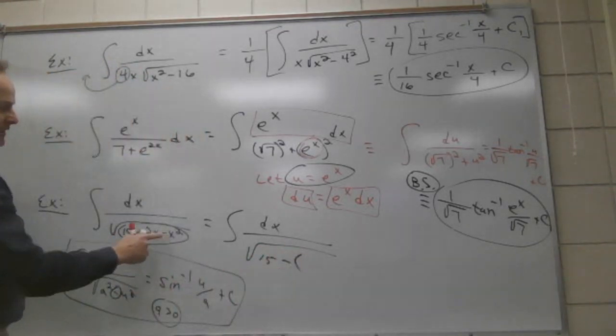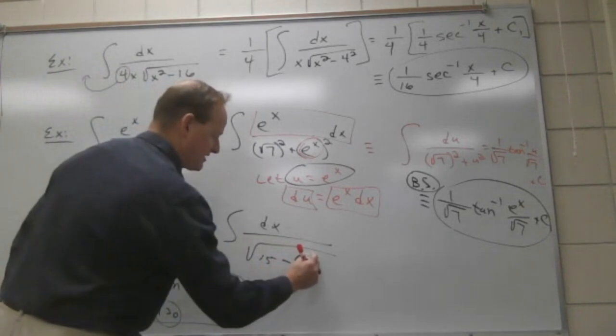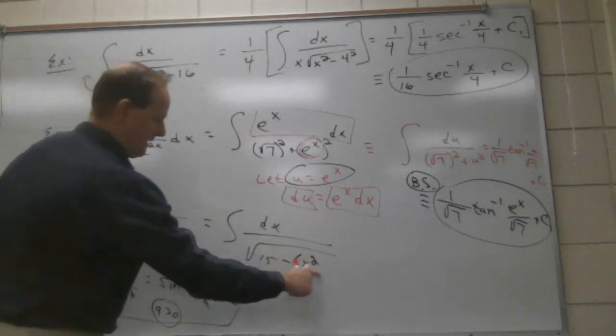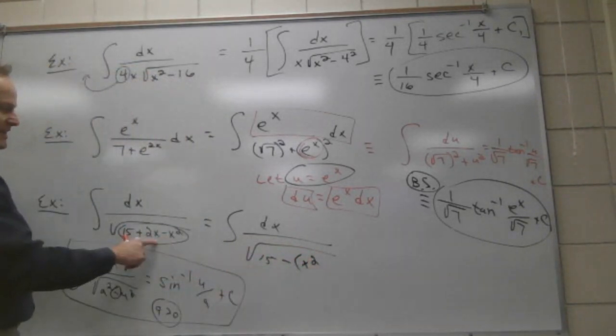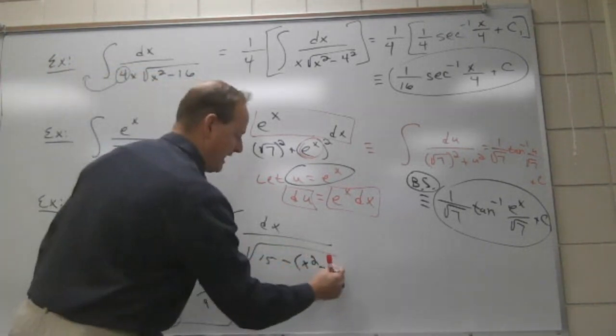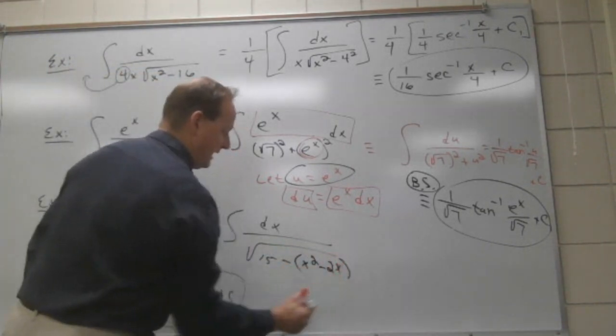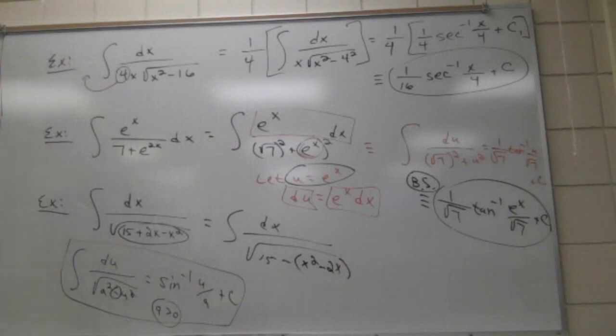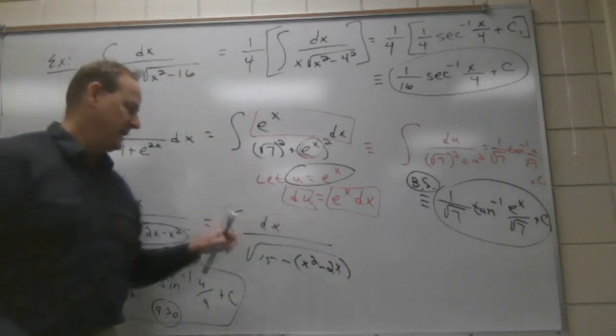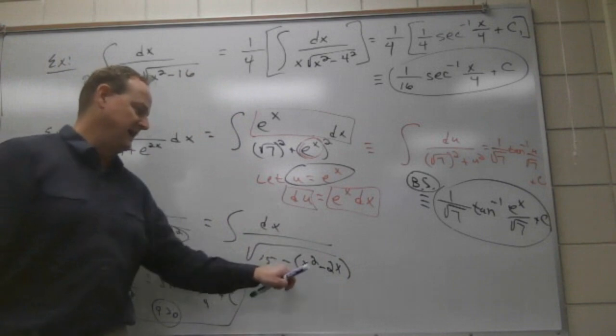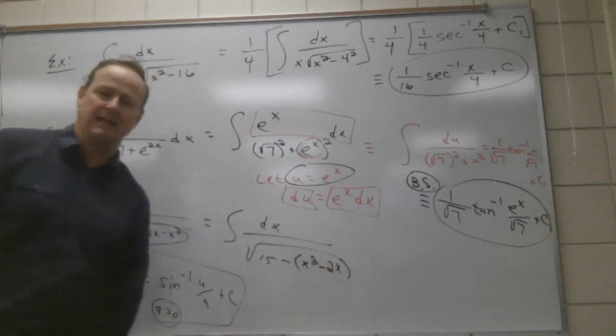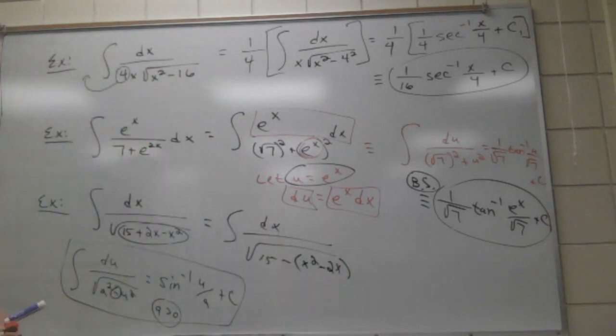And then what would I be left with? I'd be left with a positive x squared, because if I distribute that minus sign, it'd be minus x squared. And instead of plus 2x, I'm going to need minus 2x in there. So I can rewrite this a little bit differently as the integral of dx over the root of 15 minus the quantity x squared minus 2x.